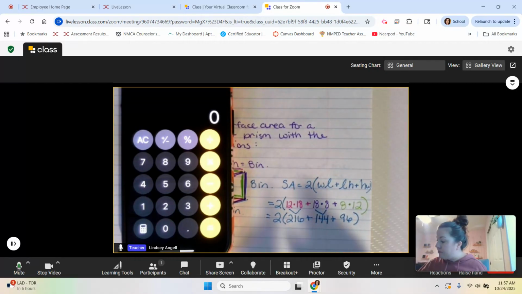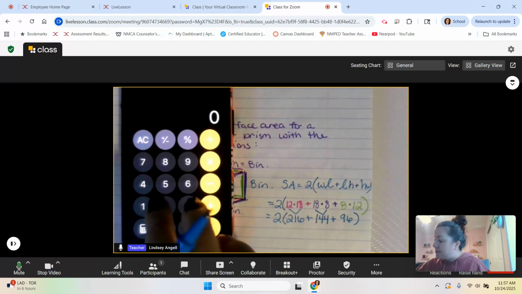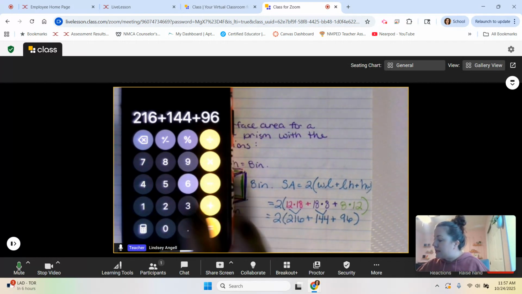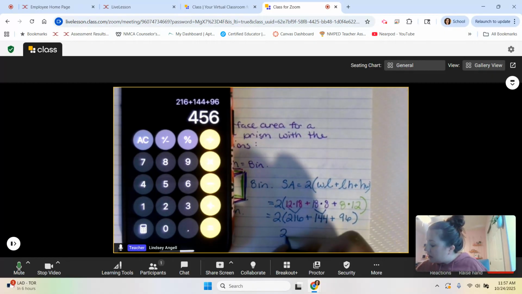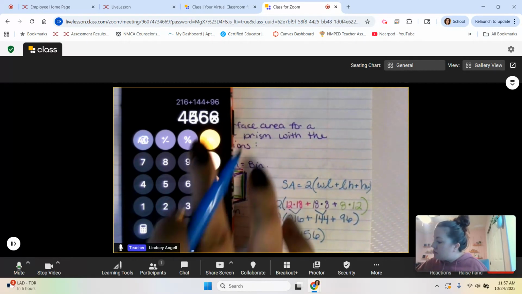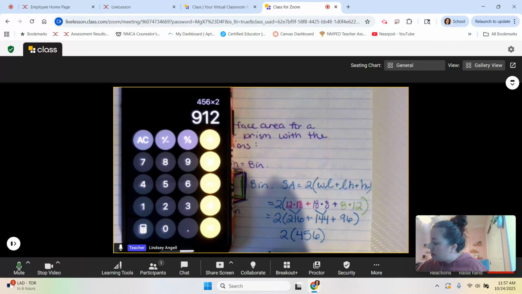I know that one. Okay, so now that I took care of all of my multiplication within my parentheses, I'm going to add them together. So I have 216 plus 144 plus 96. That gives me 456. Okay, multiply that by 2, and I'm done.